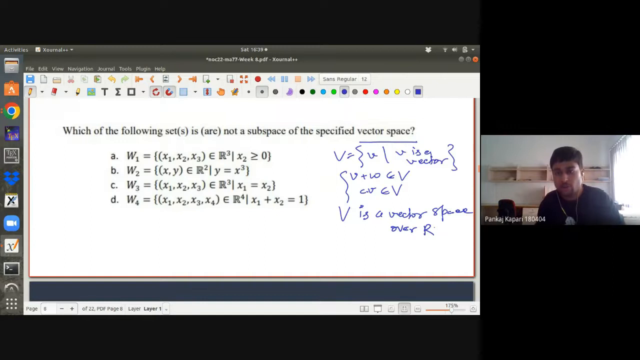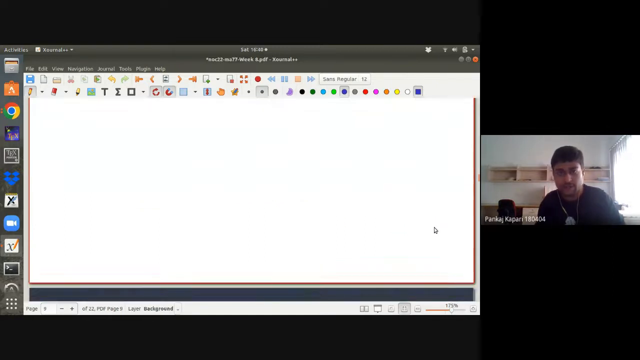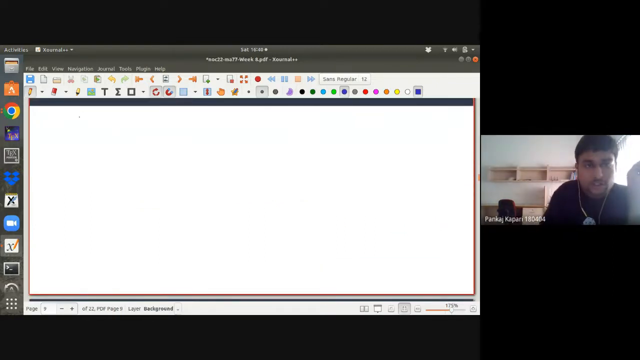So what are those properties which a vector space satisfies? The first property: whenever we add three vectors, let's say V1, V2 and V3, this property says that we can add these vectors in any way. So we can first add V1 and V2 and then add V3, or first add V2 and V3 and then add V1. That is the first property.